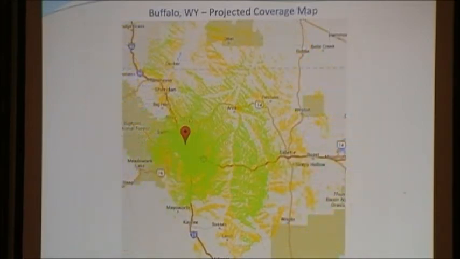but it is somewhat covered by Laramie. This is the projected map for Buffalo. This is portable, right? Mobile? The way I did the projection map was a mobile station running 2 watts. So basically a portable on an external antenna.